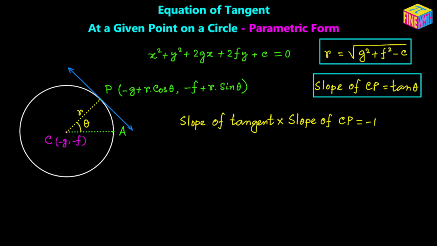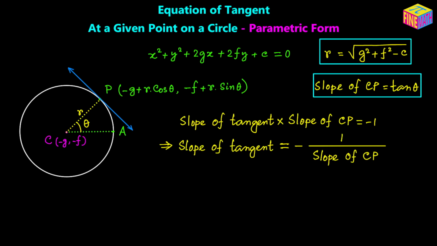So in this case, what would be the slope of the tangent line? Well, it will be negative 1 over slope of CP, and we already know that the slope of CP is tangent of theta, and theta is a given angle. In the question, theta will be provided. So theta is known, that means tangent of theta is a known value. So we already know the slope of CP. Then we can easily calculate the slope of the tangent line. That will be negative 1 over tangent of theta, and that can be written as negative cotangent of theta.